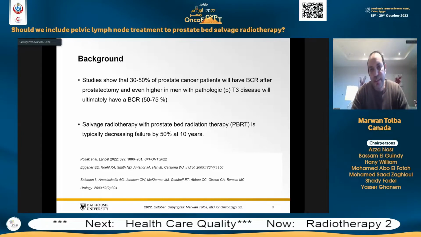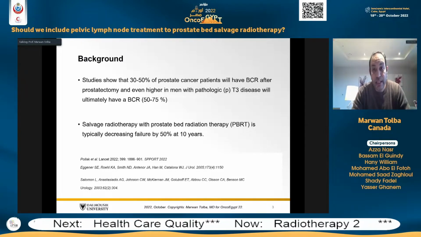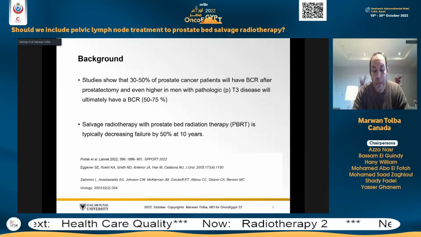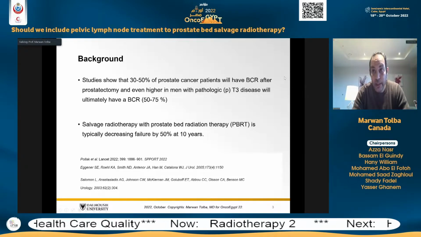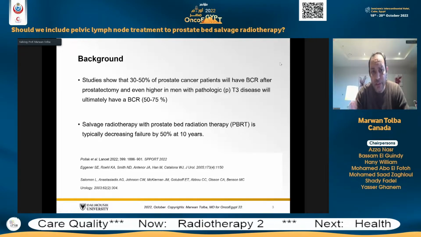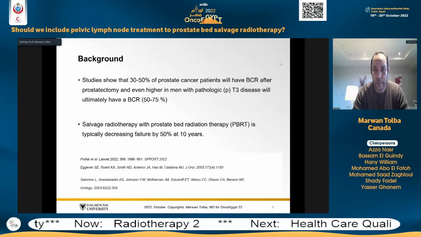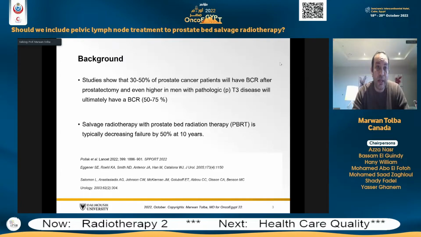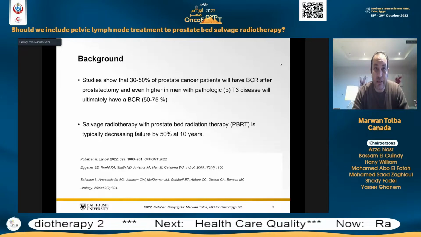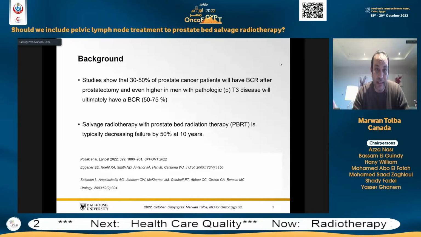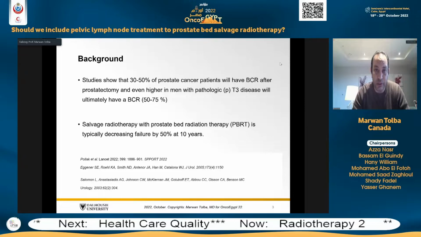Actually, studies show that 30 to 50% of prostate cancer patients will have, at a certain point, biochemical recurrence after they are treated with prostatectomy. We know that a large portion of the patients may choose prostatectomy for their prostate cancer treatment, and that's fine. It's well known all over the world, in head-to-head comparison with radiation therapy.